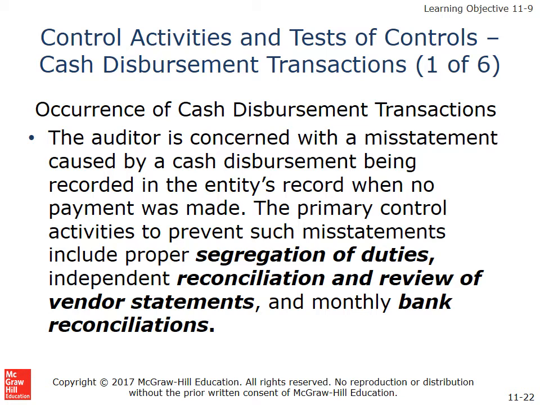Now, what about the occurrence of cash disbursements? Okay, so we looked at the typical tests of controls for purchase transactions. What about this other process, cash disbursements transactions? So the auditor is concerned with misstatement caused by a cash disbursement being recorded in the entity's record when no payment was made. The primary control activities to prevent such misstatements include segregation of duty, reconciliations, and review of vendor statements. So we check vendor statements, see if we agree with one another, and bank reconciliations. Very important to complete that process as well.